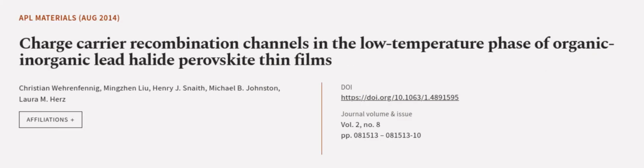On cooling, we identify an upshift of the absorption onset by about 0.1 eV at about 100 K, which is likely to correspond to the known tetragonal to orthorhombic transition of the pure halide CH3NH3PbI3. This article was authored by Christian Wehrenfennig, Mingzhen Liu, Henry J. Snaith, and others.